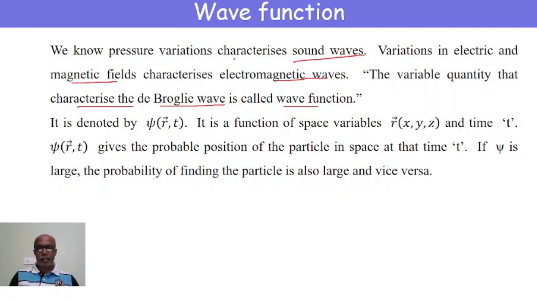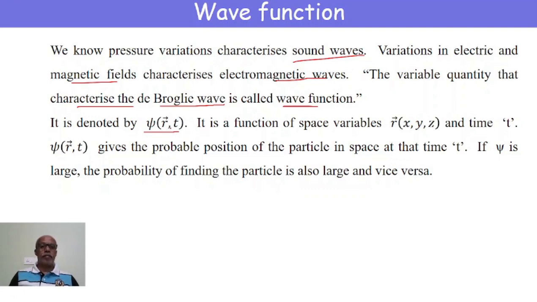Pressure variations characterize sound waves, in the sense that sound waves arise due to the variations in the pressure. Electromagnetic waves originate because of the variations in electric and magnetic fields. Similarly, the de Broglie wave originates because of the wave function. And this wave function is denoted by psi of r and t.